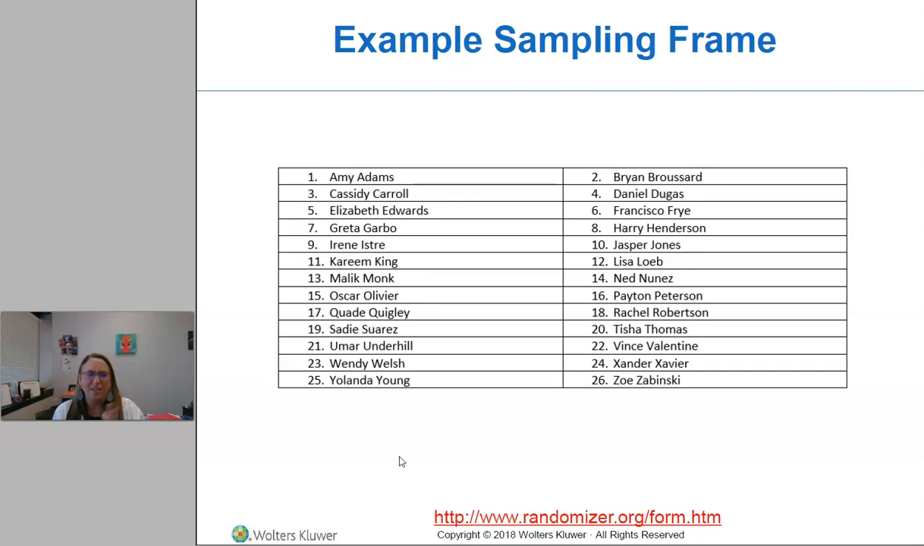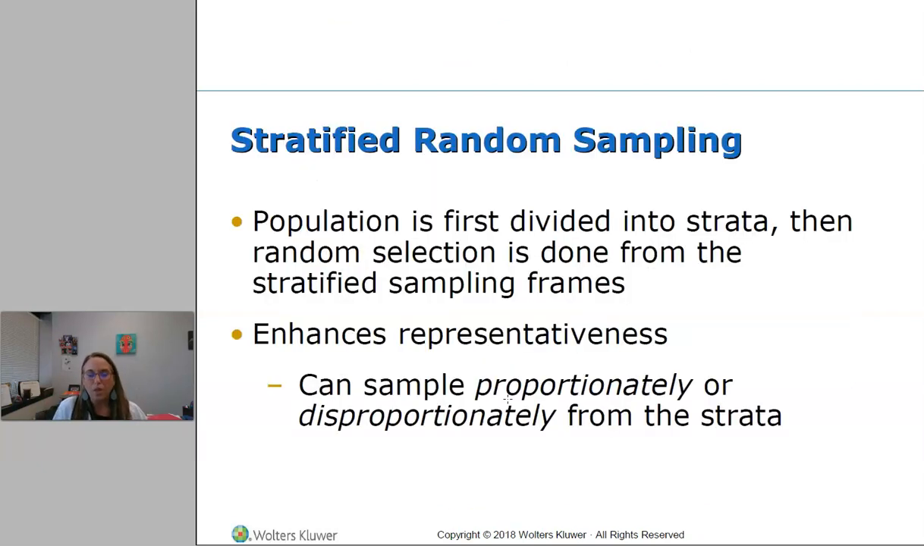Kind of like the lottery, like what number is going to come up. So number 15 means that Oscar Olivier would be invited to be in my study. And then the next one that comes up is 20. So Tisha Thomas is going to get an invitation. And then 4, Daniel Dugas, and so forth and so on until I got 13 people. But it's completely taken out of my hands, and everyone has an equal chance of being selected in the drawing, if you will.